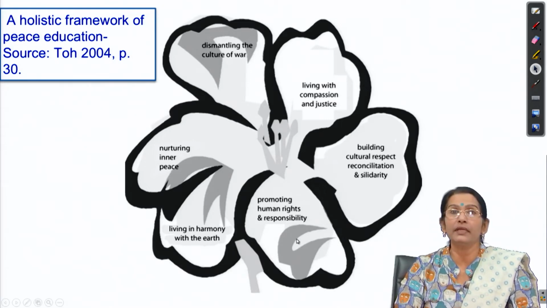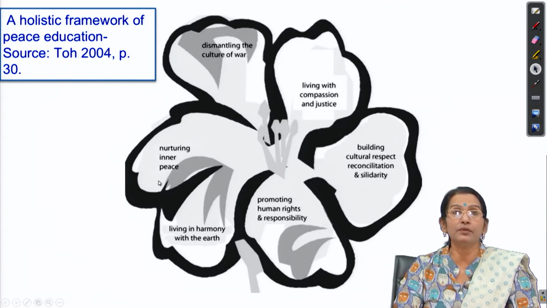Similarly, promoting human rights and responsibility, which we have already discussed, how human rights and gender equality are very important. Then living in harmony with earth, that means we have to take care of our ecosystem, especially with regard to climate change, pollution, air pollution, noise pollution, and the water, taking care of water life and marine life. Then nurturing inner peace, both intra-personal inner peace and inter-group peace within the community, that means conflict resolution, negotiation, then better communication, interpersonal communication.